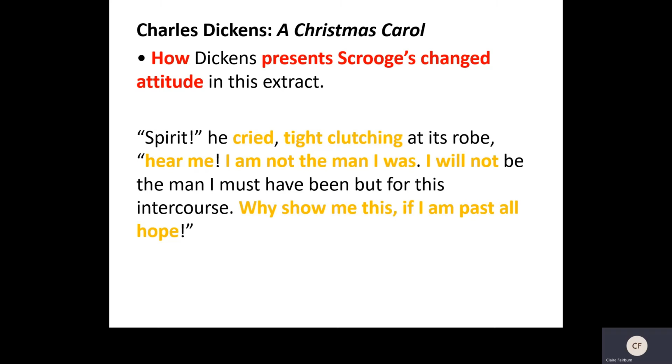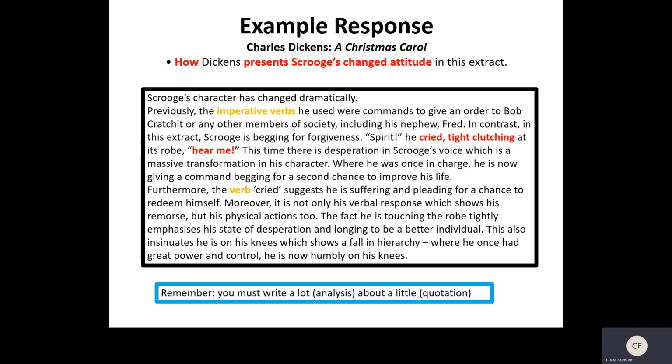However, if we move on now to the exemplar response, I want you to really look at this. You can see the quotations that I've used are in red, and in the orange bold, I've used the methods. At the bottom in blue, it says, remember, you must write a lot about a little, the quotation. Like I said, the quotations I've used are very short, but I have focused on the methods. So when it says you must write a lot about a little, this is how you will get high grades.